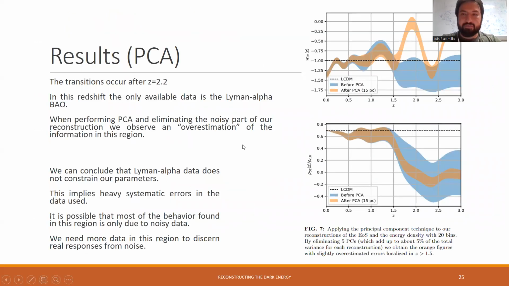When using PCA, we find that all the information beyond 1.5 in redshift could be attributed to noise, and basically the majority of our data right here is supernovae or the Lyman alpha BAO, and as we know, the Lyman alpha BAO is pretty noisy or has a lot of systematic errors, so we have to be very careful when making conclusions about our reconstructions beyond this point.